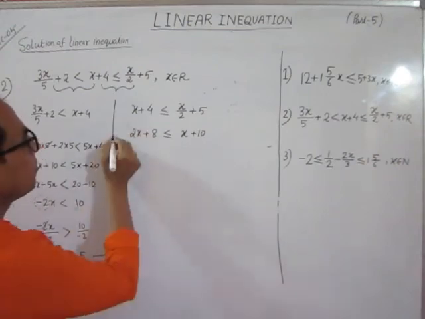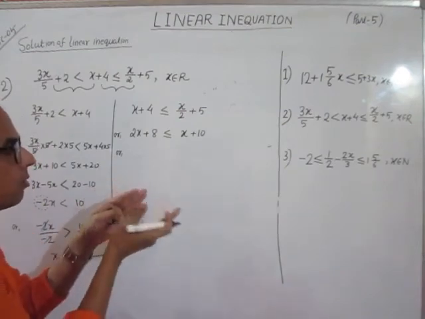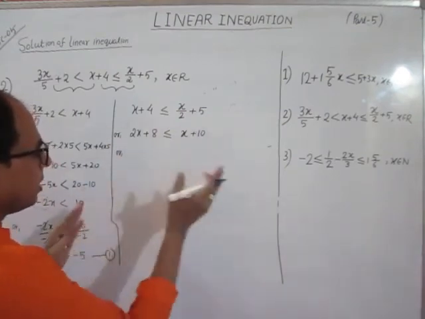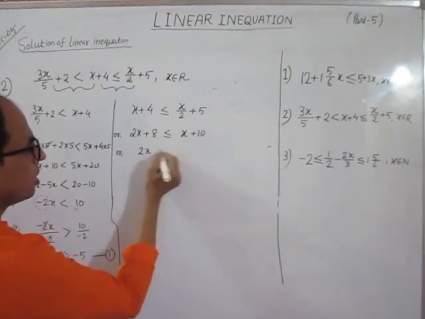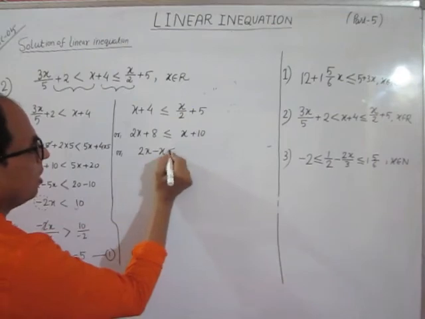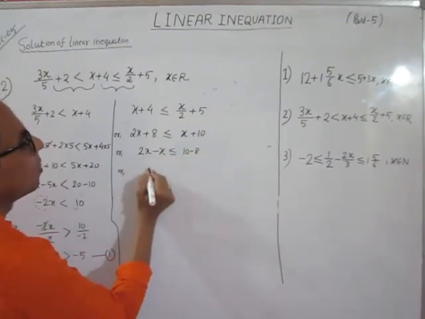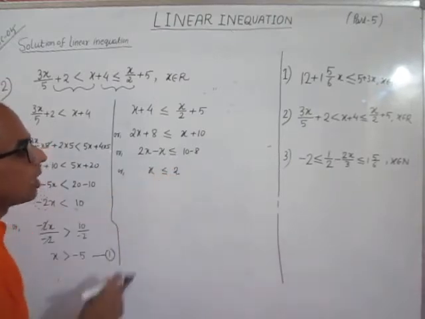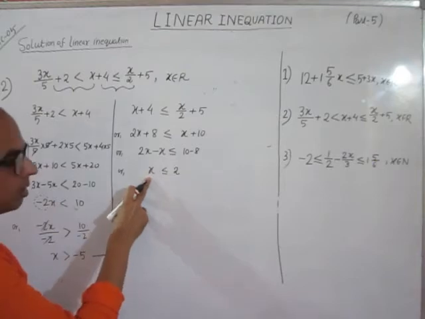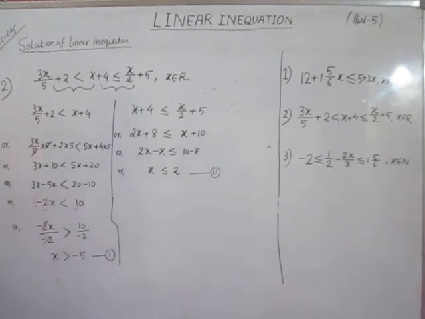The second step is to shift all the terms of the variable to one side and the constant terms to the other side. Separate variable and constant. So 2x, shift this x to this side, minus x less than or equal to 10 minus 8, or x less than or equal to 2. So directly we are getting the value of x. Now this is the solution of the second part of this inequation.